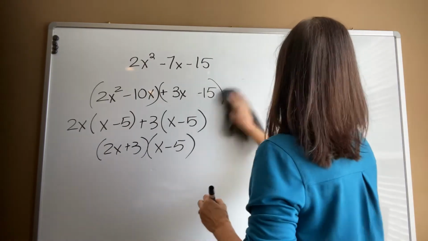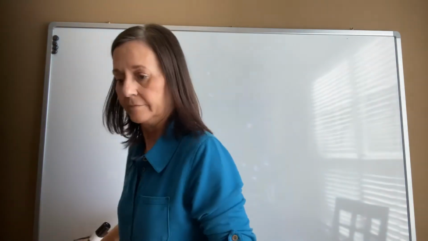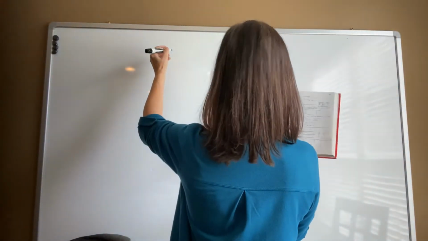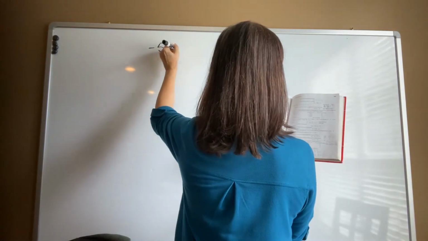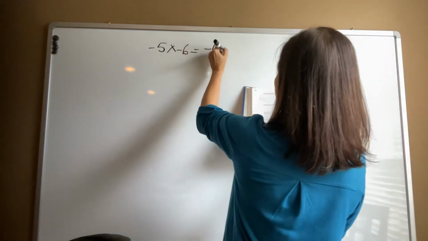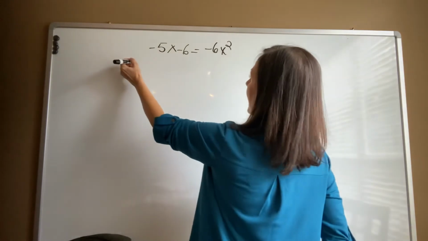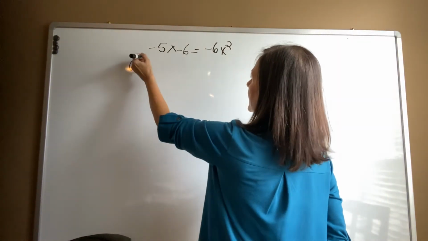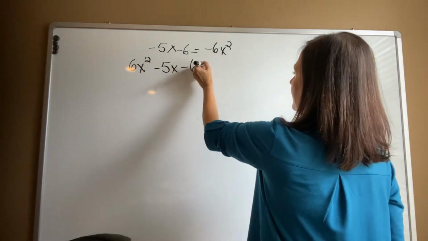Now, let's look at the last example. And the last example is not written in proper form. It's negative 5x minus 6 equals negative 6x squared. It's not written in standard form, so I'm going to write it in proper form by adding the 6x squared to both sides. I have 6x squared minus 5x minus 6 equals 0.